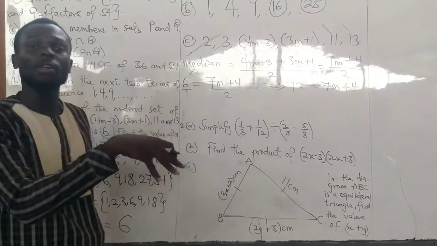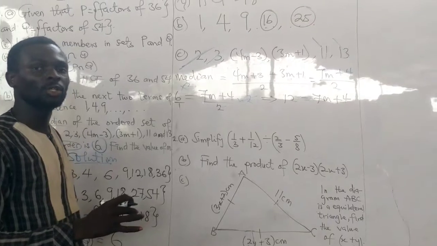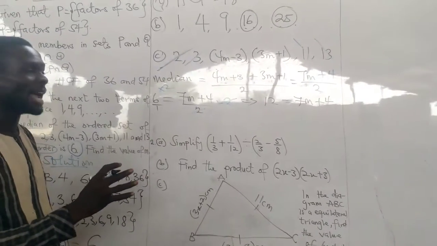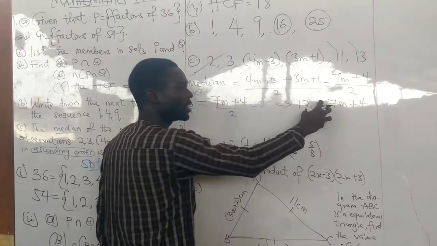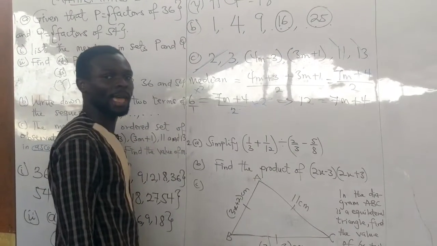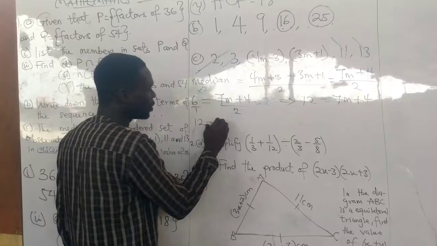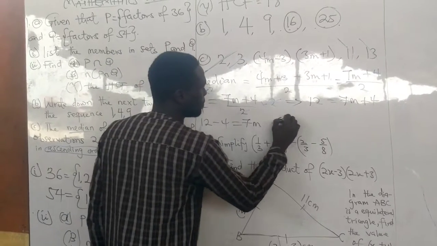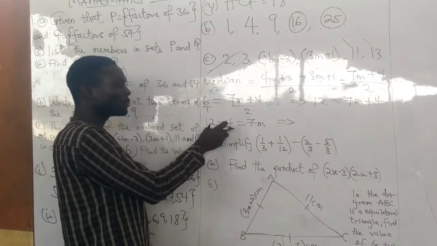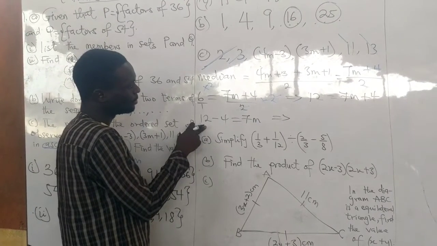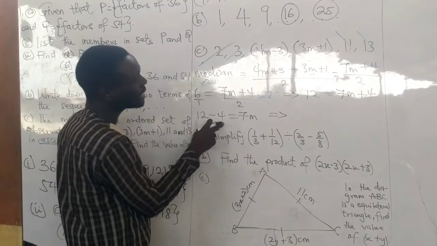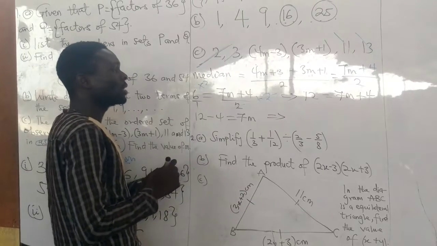I'm to solve for m. So what do we do? Let m stand alone by grouping like terms. So the plus 4 will move to where the 12 is, so that we leave the 7m. So we are going to get 12 minus 4 is equal to 7m. If you subtract 4 from, oh, sorry.